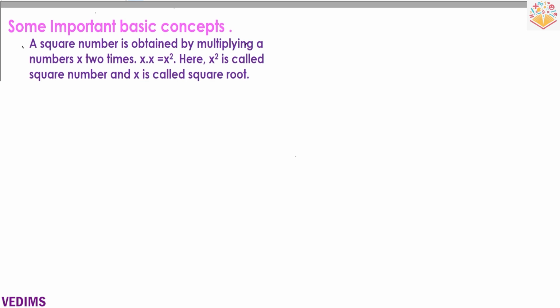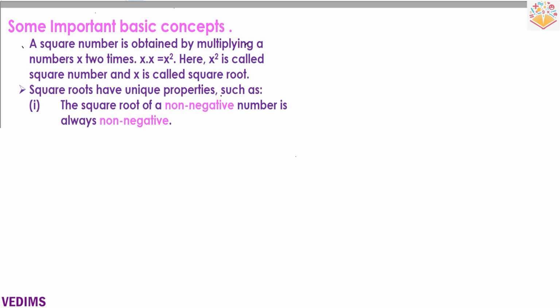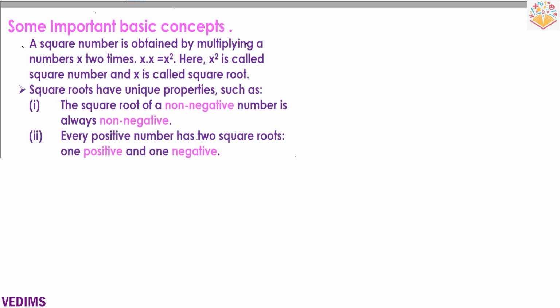Some important basic concepts you must know before you start. A square number is obtained by multiplying a number x two times. x into x is x square. Here x square is called a square number and x is called a square root. Square roots have unique properties, such as the square root of a non-negative number is always non-negative. Every positive number has two square roots, one positive and one negative.